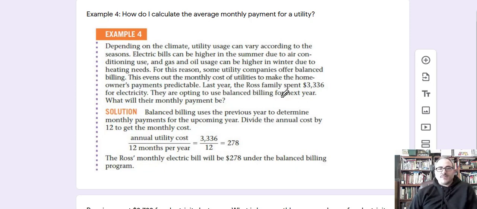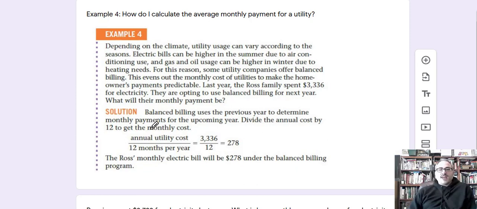Last year, the Ross family spent $3,336 for electricity, and they are opting to use balanced billing for next year. What will their monthly payment be? So the advantage of this balanced billing is they kind of average all your monthly payments out. So that way you're not getting killed by an electric bill in the summer or by a natural gas bill in the winter. You just pay the same amount every month, and it makes life and budgeting easier. So here's how you figure this out. Balanced billing uses the previous year to determine monthly payments for the upcoming year.